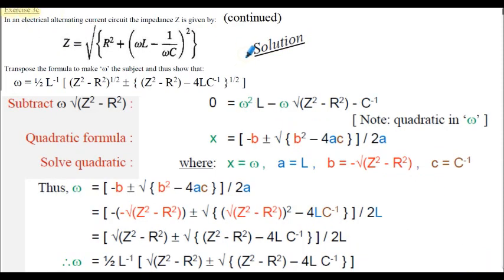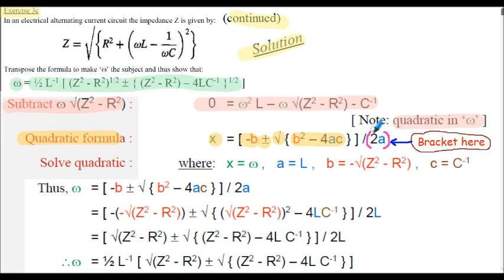Exercise 3C, solution continued. So I've just repeated this line here for convenience from the previous slide. It's our quadratic in omega. I'm now going to apply the quadratic formula, generic form here. x is equal to negative b plus or minus the square root of b squared minus 4ac, and it's all divided by 2a. Note for reference, I could have added a bracket around the 2a term for completeness to ensure my correct BODMAS, but it's not required as long as I realise I have to divide by 2a.